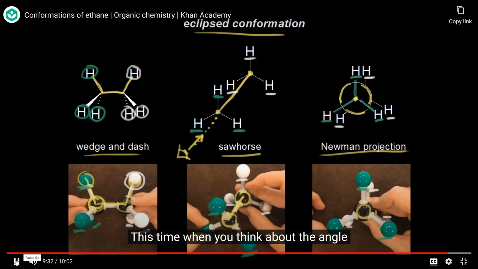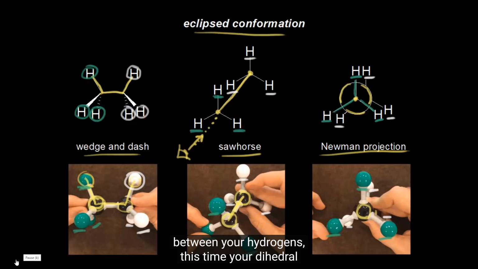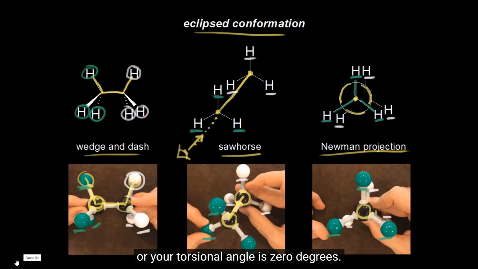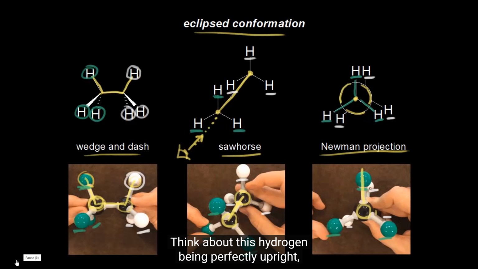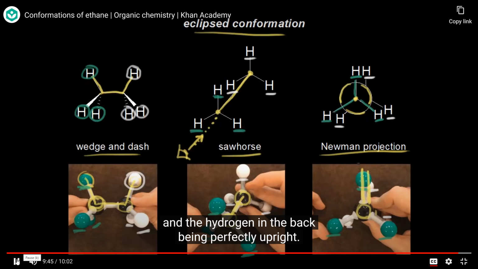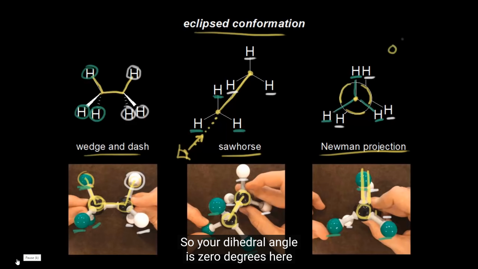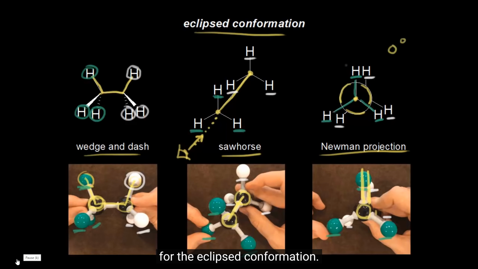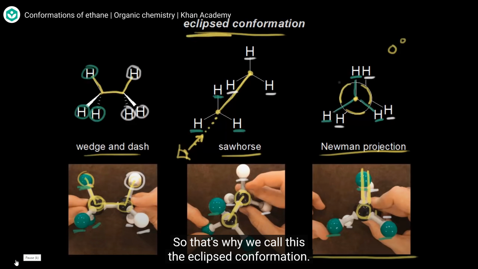This time, when you think about the angle between your hydrogens, your dihedral or torsional angle is 0 degrees. Think about this hydrogen being perfectly upright and the hydrogen in the back being perfectly upright. So the angle between those is 0. Your dihedral angle is 0 degrees here for the eclipsed conformation. The green hydrogens are eclipsing the white hydrogens. So that's why we call this the eclipsed conformation.